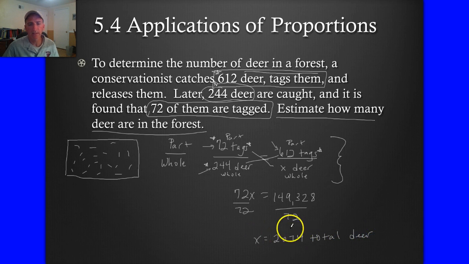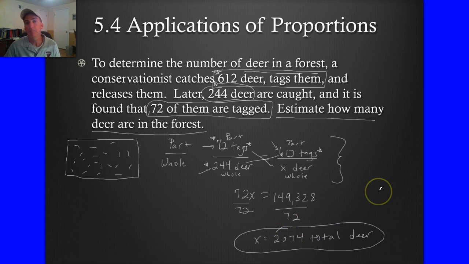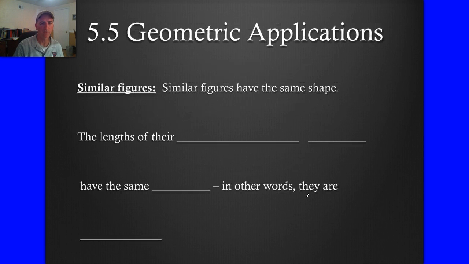Again, it's just an estimate, but it gives them an idea. Maybe that's a pretty good guess, that they probably have around 2,000 deer in that particular area. But a really neat application, I think, of proportions to another type of problem. And I believe you'll run into one like that in your homework as you move along. So let's move on then.